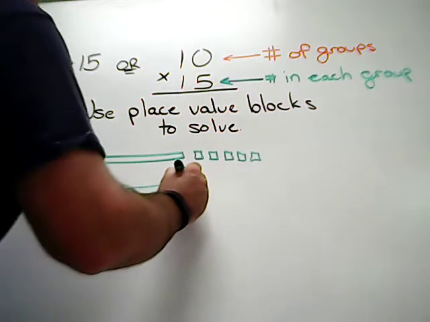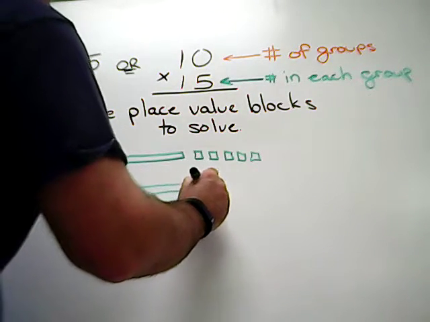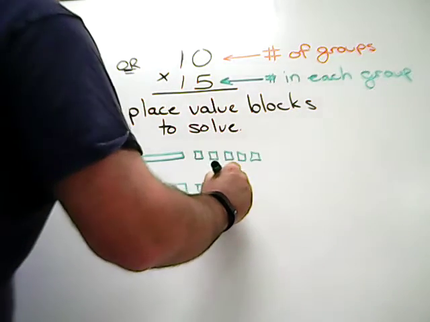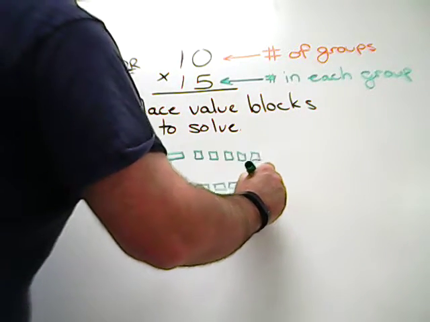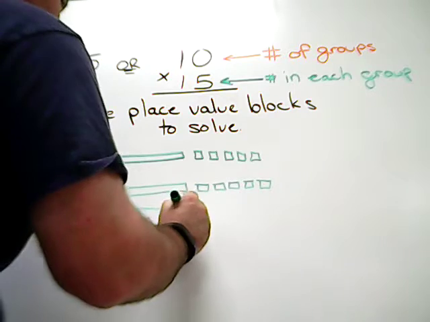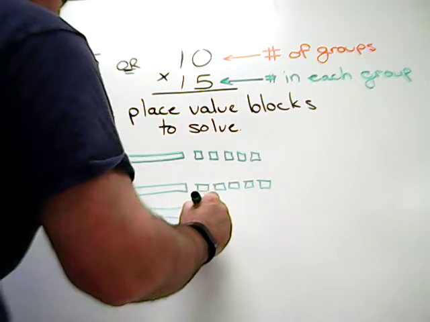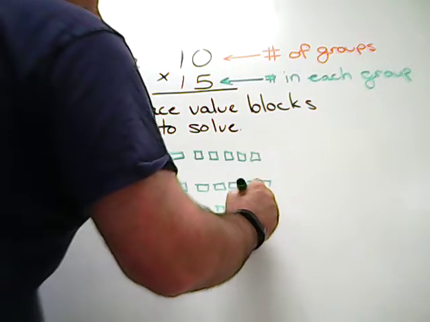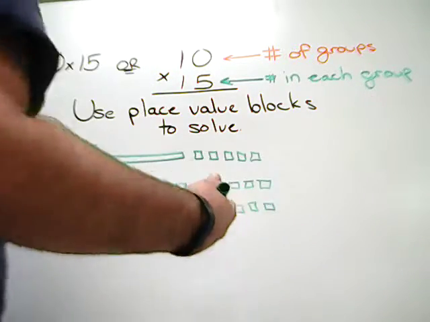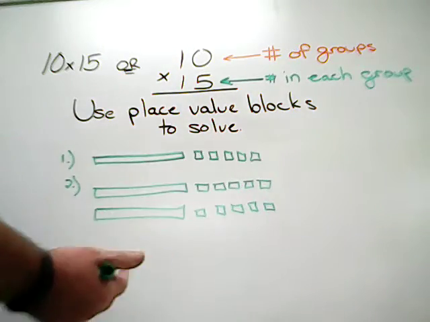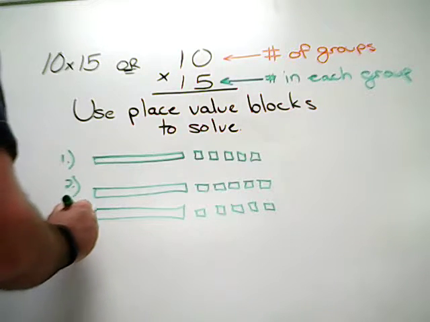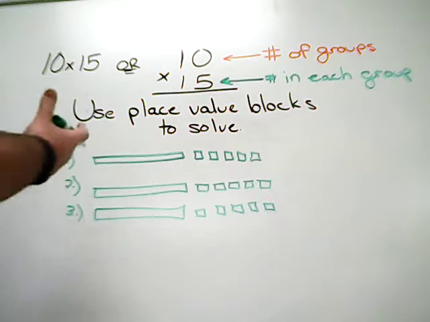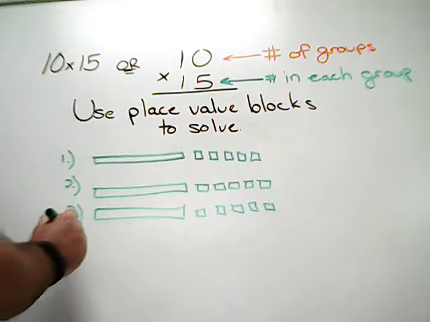I'm going to go ahead and finish off these groups, being sure to put 15 place value blocks in each group. Again, it's important to remember we're not artists. The point of this lesson is not to be an artist. The point of this lesson, however, is to be accurately depicting the problem we're doing.